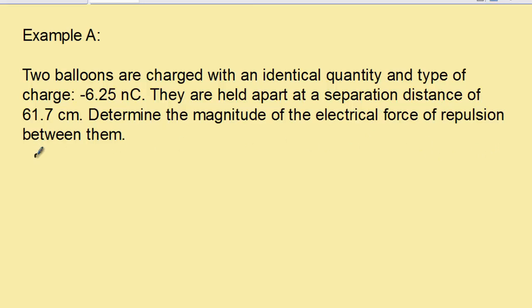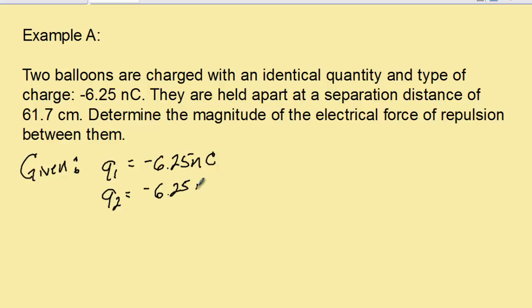Why don't we start by writing down what we're given here. So the givens that we have: Q1 is going to equal negative 6.25 nanocoulombs, and Q2 is the same, negative 6.25 nanocoulombs. And we've got a separation distance of 61.7 centimeters.